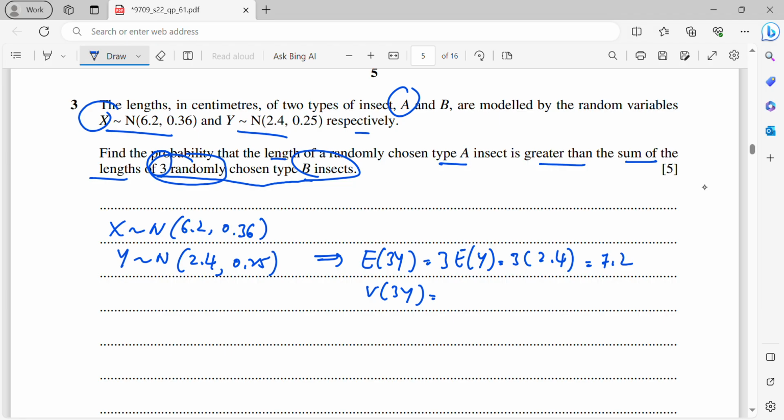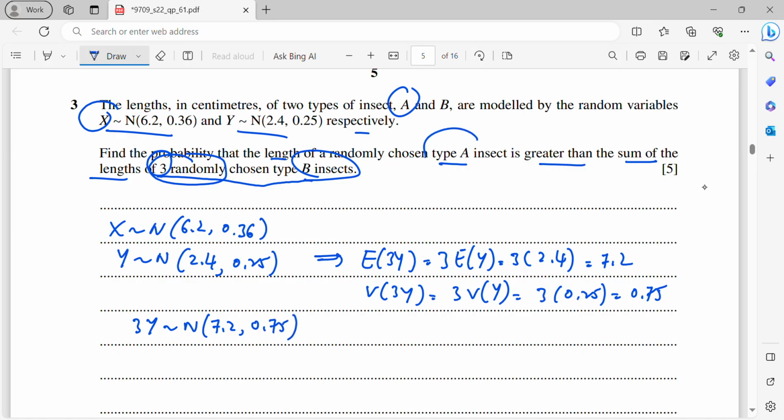So in total, we do not square the 3, so it will be just 3 variance Y because of the sum. Then here is going to be 3 times 0.25, then I will get 0.75. Now with this, I get that 3Y is normally distributed with mean 7.2 and variance 0.75.